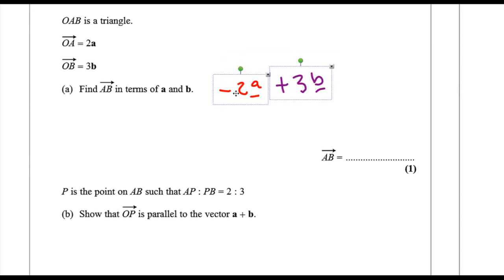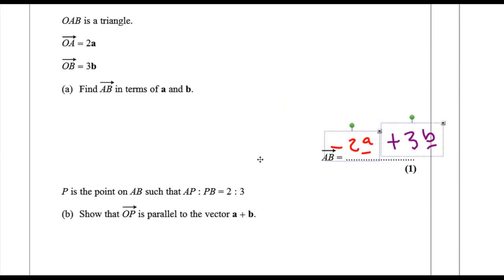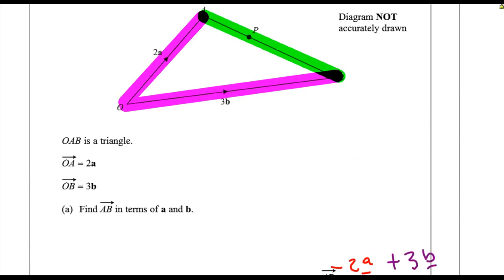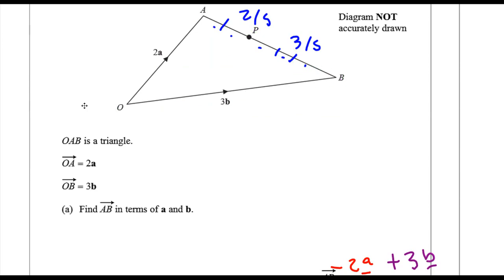P is a point on AB such that AP and PB is in the ratio 2 to 3. So AP is 2. So let's split it up like I've been doing. That's 2. And P, you can hardly see it anymore, but that's split into 3. So that's in total 5 equal parts, 1, 2, 3, 4, 5, 3/5, 2/5.